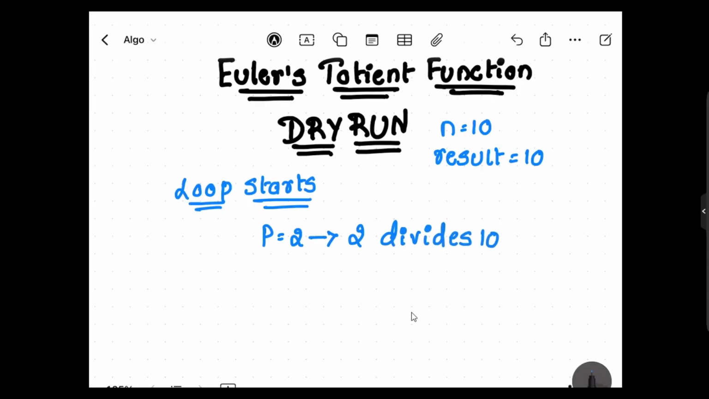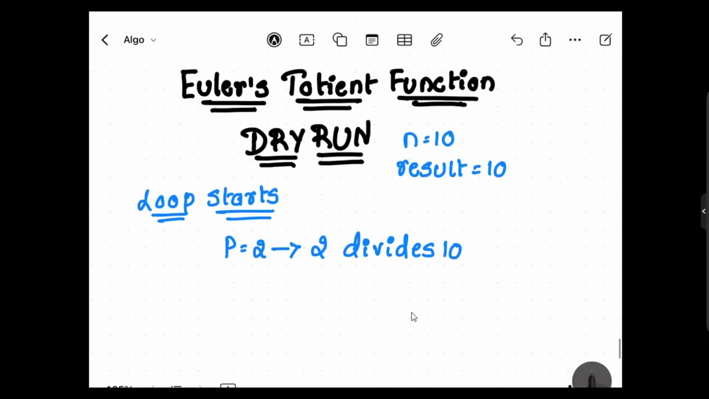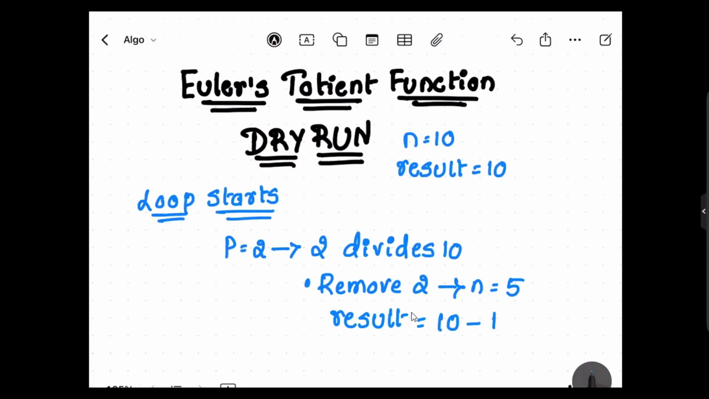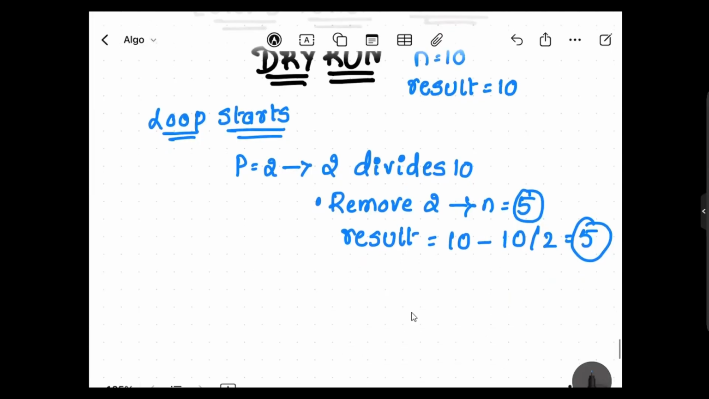So this is one thing. What we'll do, first, we'll remove 2. After removing 2, n becomes 5. 10 by 2 is 5, n becomes 5 actually. For the result variable that we have considered, result equals, we will be going with a formula, 10 minus 10 by 2, that we have mentioned in the code. 10 minus 10 by 2 is equivalent to 5, right? So this is for the 2 actually.